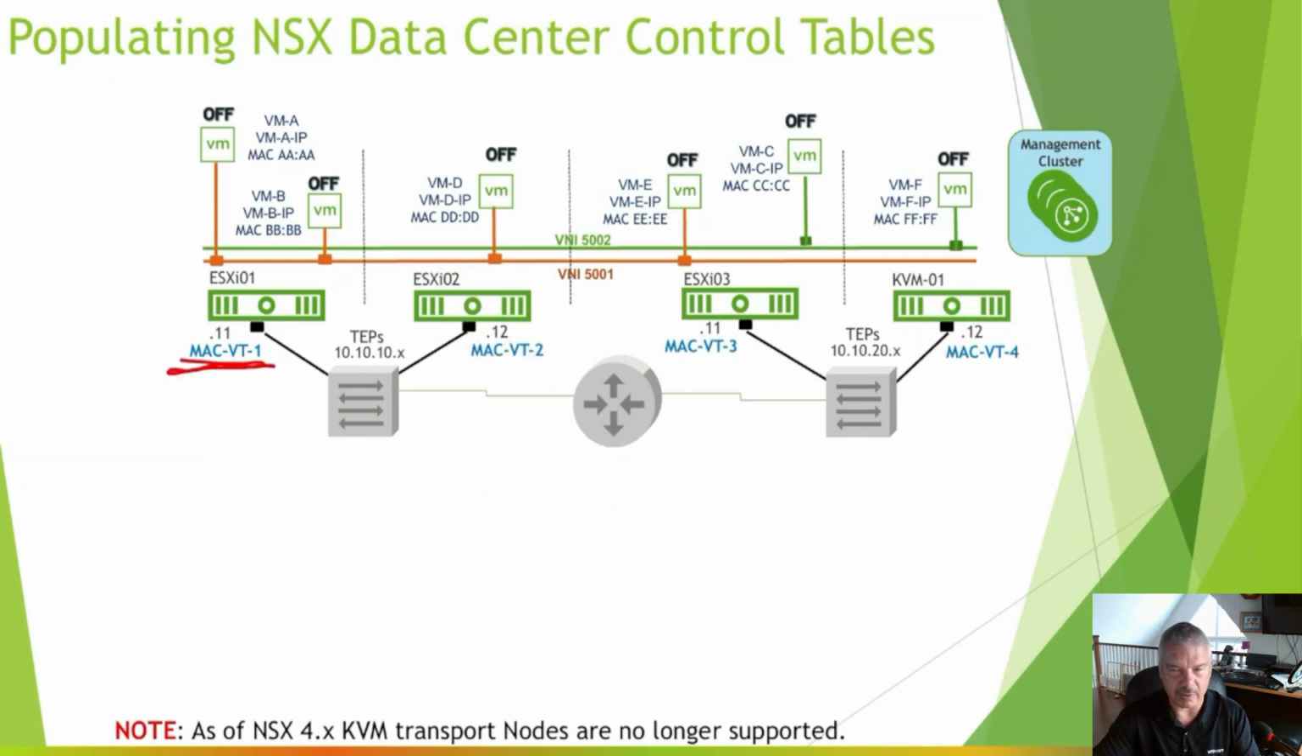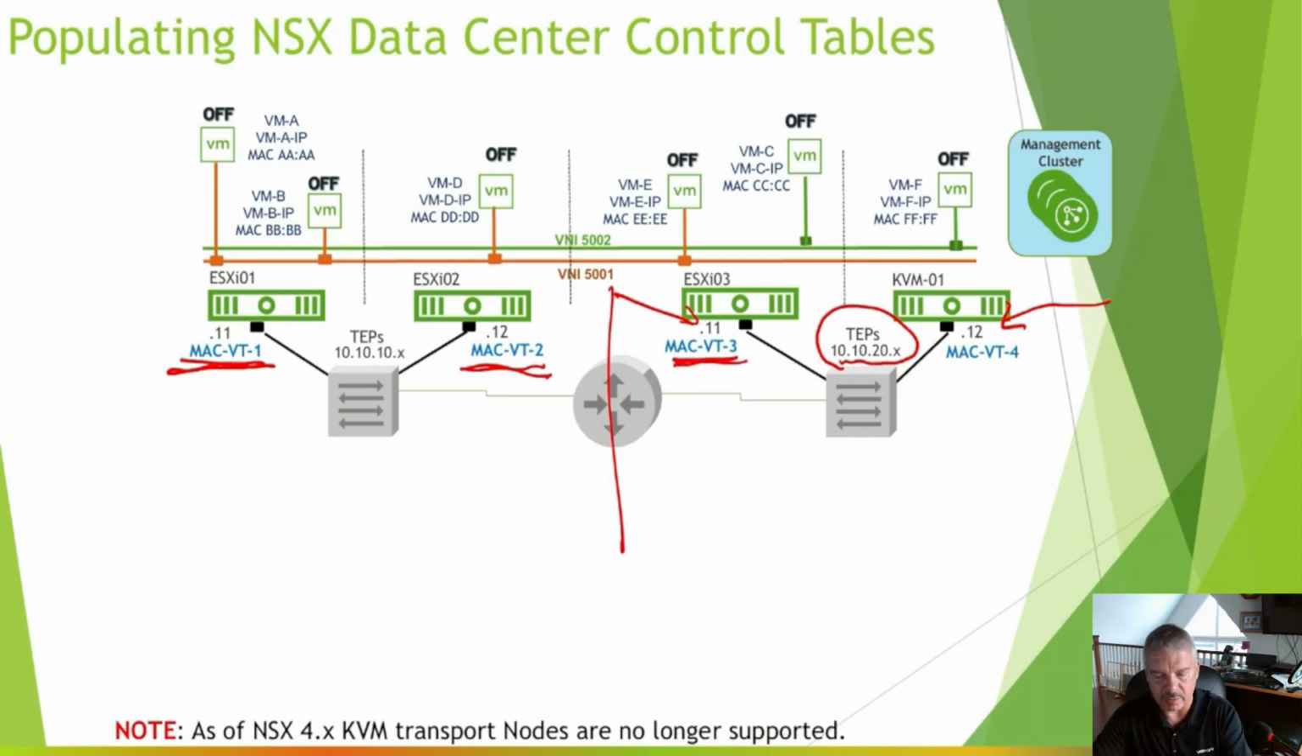This TEP's MAC address, I called it MAC VT1. This TEP MAC address, I called it MAC VT2. If any of you have taken VMworld sessions before, myself and Tim actually did some stuff on this. If I look at the right side, you'll see the same thing. My subnet for my TEPs is 10.10.20.x, and this TEP IP will be 10.10.20.11, and this one will be 10.10.20.12. And you'll see the MAC addresses for each of the TEPs, MAC VT3, MAC VT4.